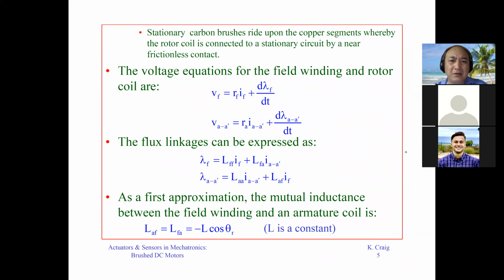So you can see this is a voltage, the field winding. So of course you have the lambda F here, which is flux linkage, okay? Flux linkage is related to your field exciting current. And there's something very important called FA coupling. It's called mutual. Have you heard about mutual inductance? Mutual inductance. Okay. So you have two coils.